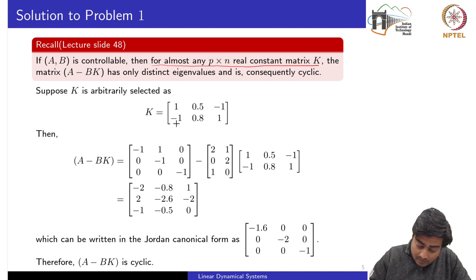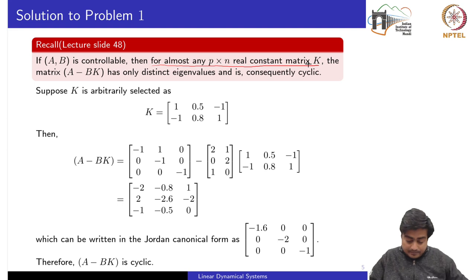Now just for verification, you can also select another K matrix and again verify whether, for the K matrix you have selected, A minus B times K is cyclic or not, because we have already seen that the pair A, B is controllable. So it means that there exists more than one K matrix.